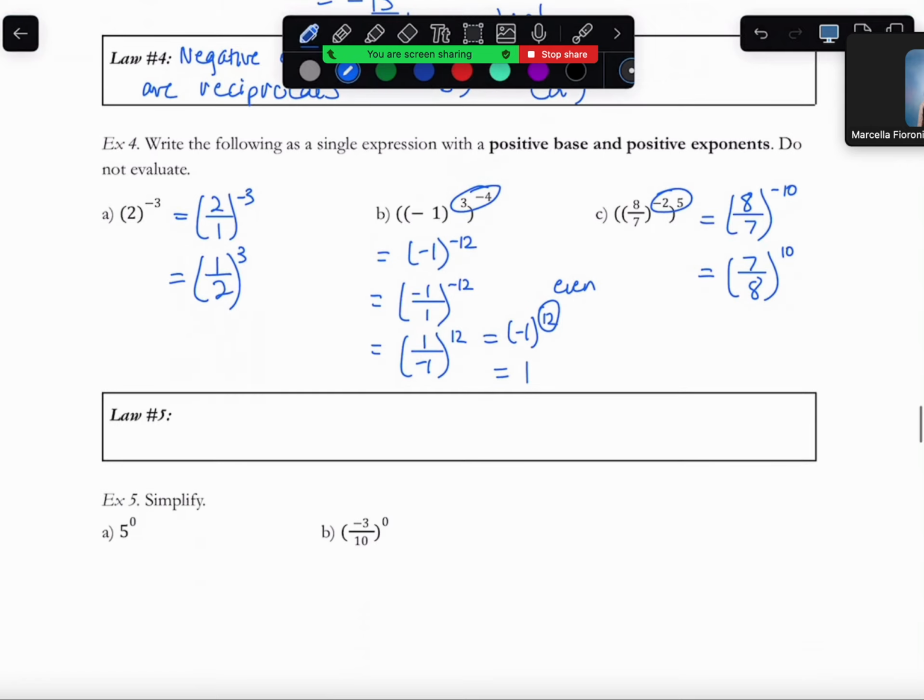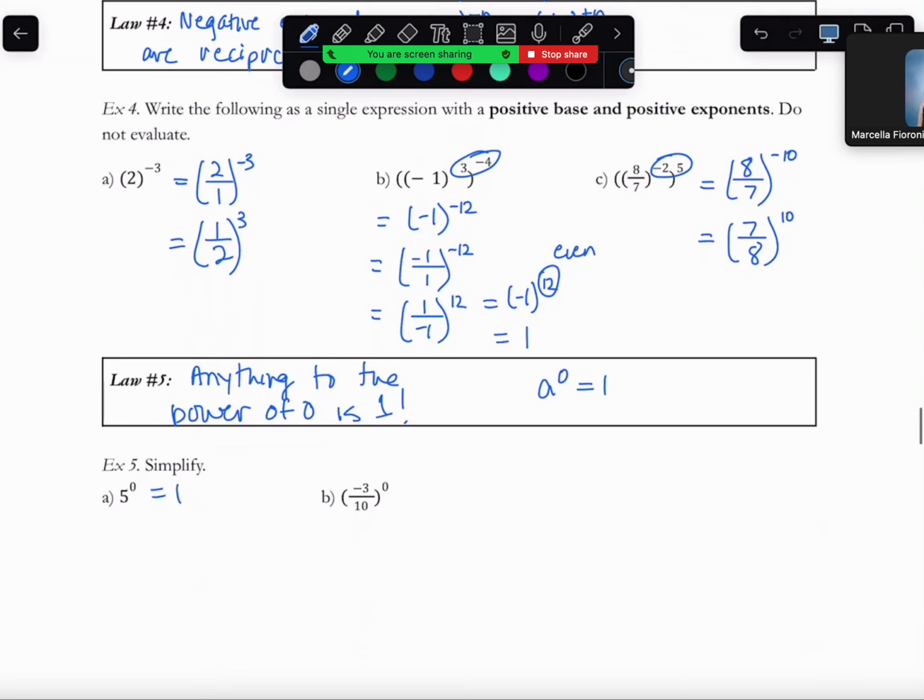Law number 5 is kind of the easiest one to remember, but kind of the hardest one to explain. I'll try though. Anything to the power of 0 is 1. In other words, a to the power of 0 is 1, where a can be anything. So these ones are kind of easy. You just look at them and the answer is 1. But I'm going to tell you why.